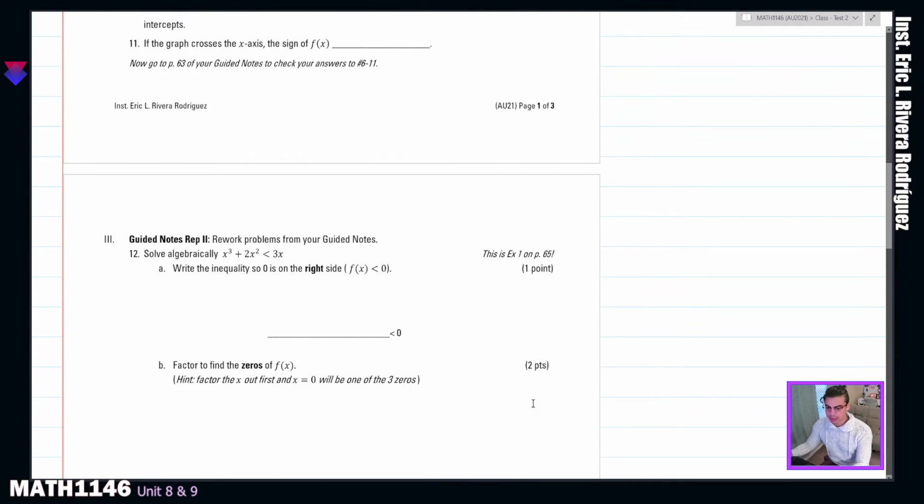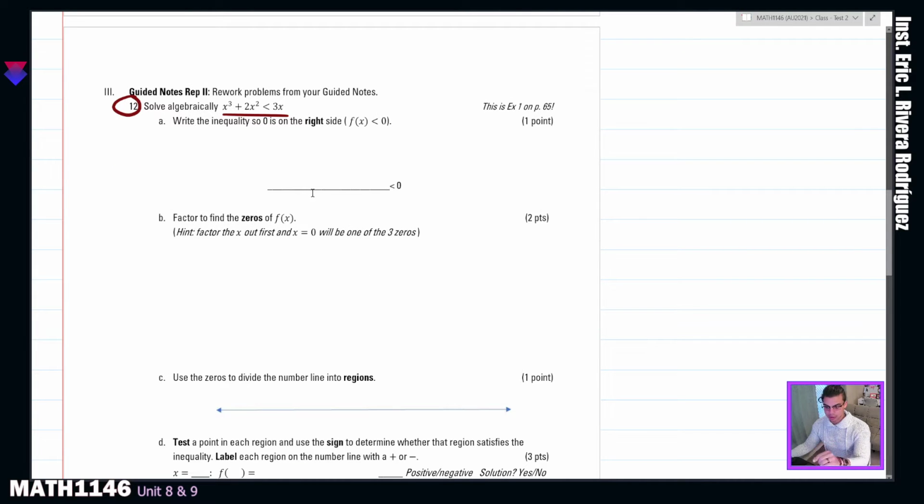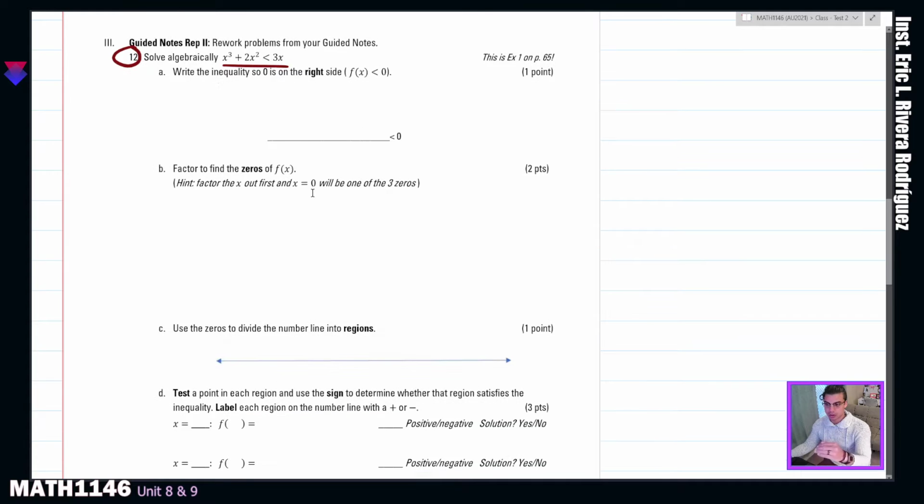From the worksheet of the day, item 12 is the one that gives you all the complete steps to solve any inequality when we are working with a polynomial and an inequality. Item 12 gives you all the steps.